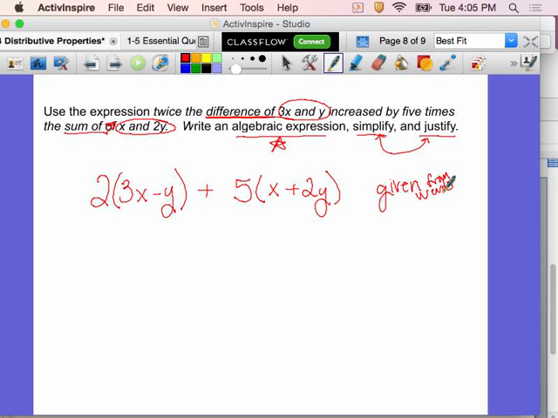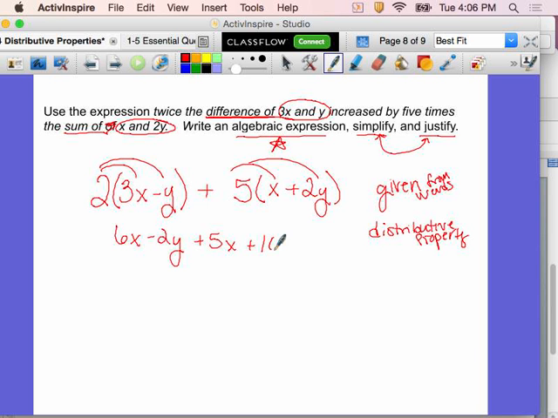And now I'm going to distribute. So that's my next step, using the distributive property. So what does that look like? That's 6x minus 2y, and then do this one, plus 5x plus 10y.